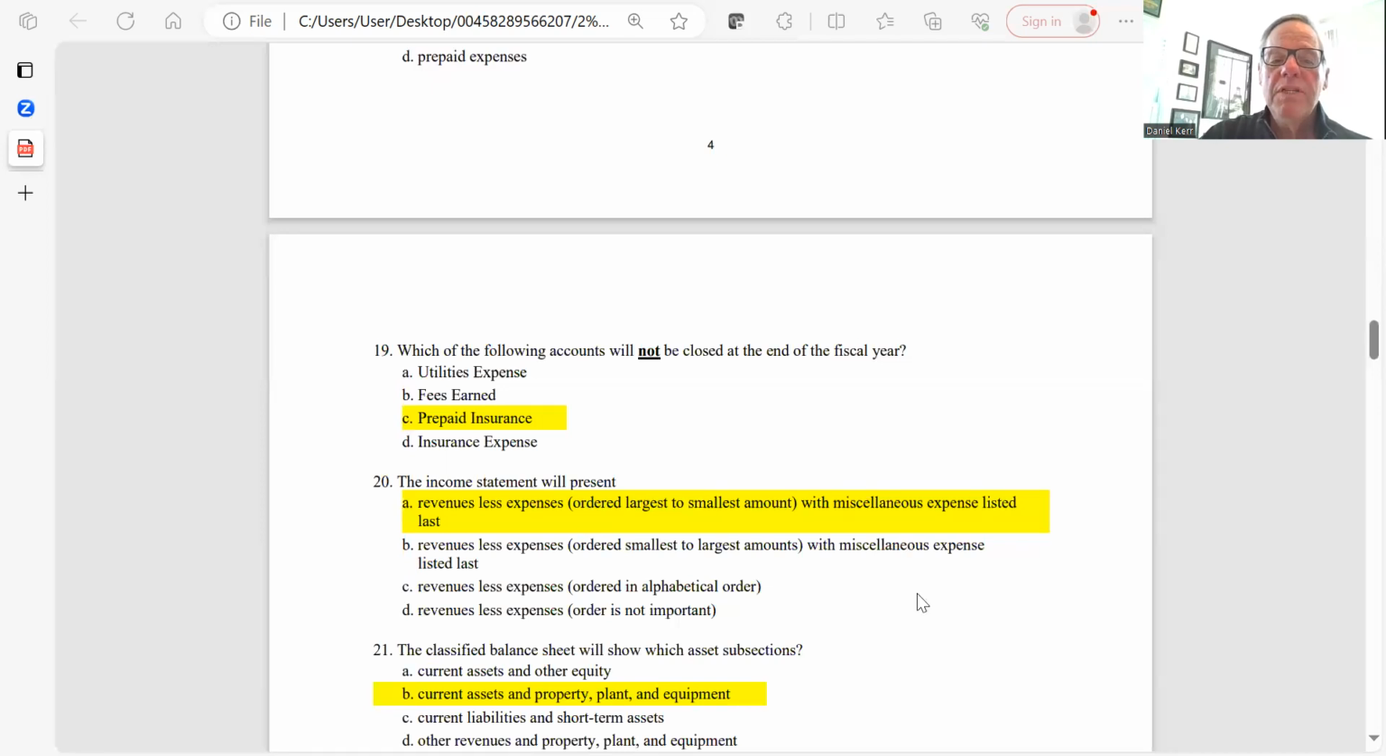The income statement will present revenues less expenses, and the order that we do is we do the largest expenses first. We just leave miscellaneous towards the end. So the answer there is A.